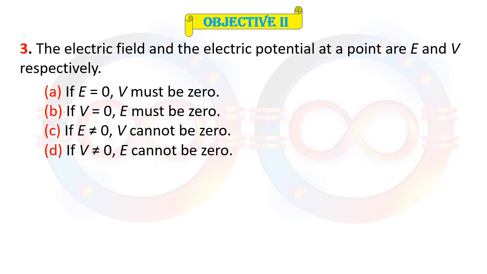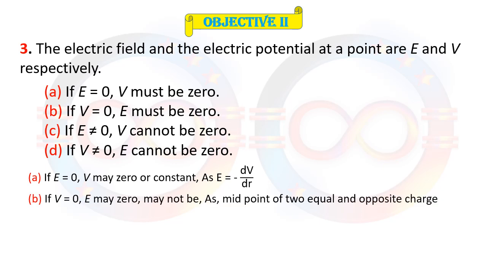Question number 3, there are 4 options. We have to choose the correct one. First, E is equal to 0, V must be 0. No. E is equal to 0, V may be constant. Look at the relation: E is equal to the differentiation of voltage with respect to the position vector. So even if V is constant, E will be equal to 0. A constant non-zero. It is not necessary that V also would be equal to 0.